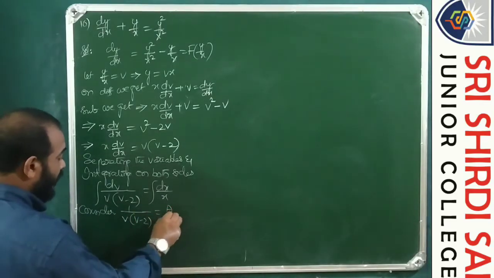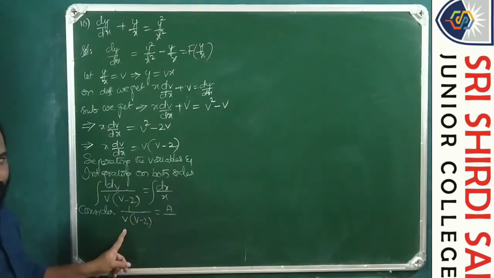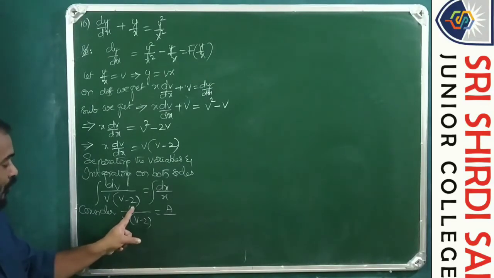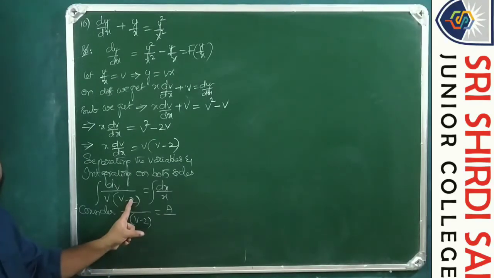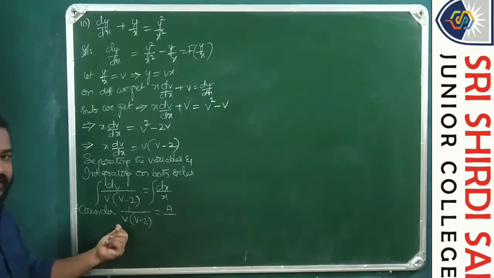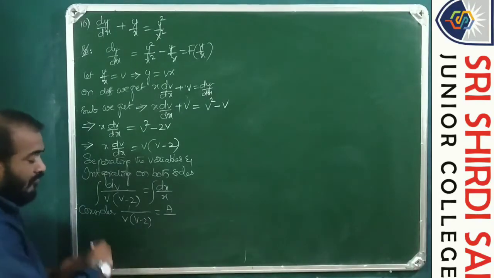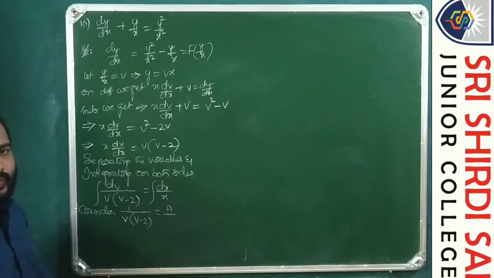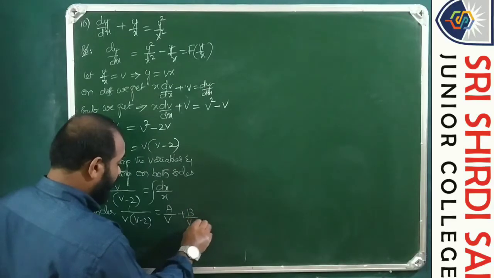This is a proper fraction. What is a proper fraction? Here the degree of the numerator is 1, which can be written as v power 0, and the degree of the denominator is v into v, that is 2. So 0 is less than 2: the degree of f of x is less than the degree of g of x. Now the denominator contains two non-repeated linear factors. V is a linear factor, V minus 2 is a linear factor. For every linear factor there corresponds one constant. So A by V plus B by V minus 2.